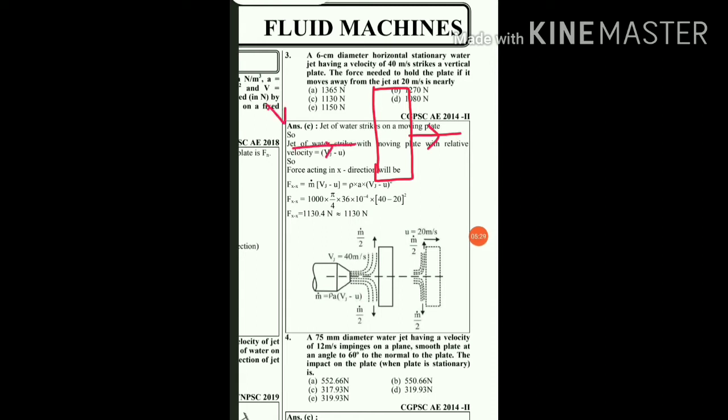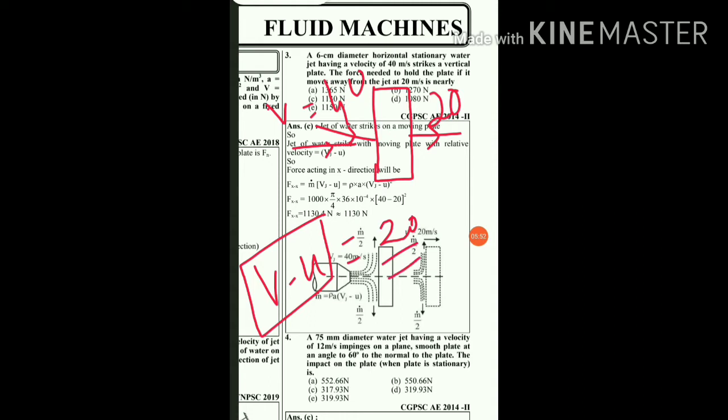Here velocity of jet, that is considered as v, which is 40, and velocity of a plate, that is u, is 20. So here the relative velocity, that is v minus u, will be equal to 40 minus 20, this will be 20. So here this is the velocity with which a jet will strike the plate. So this is 20 meter per second.